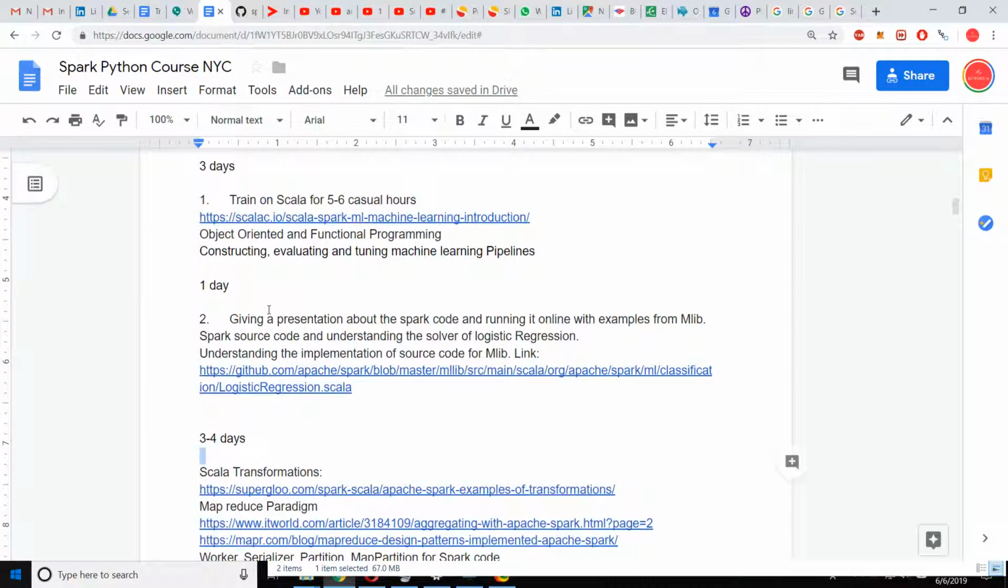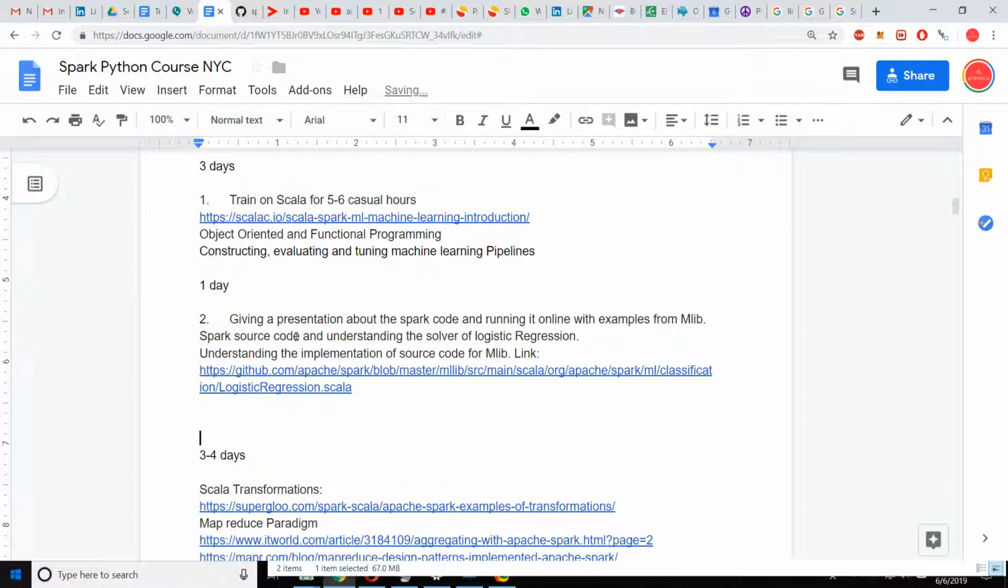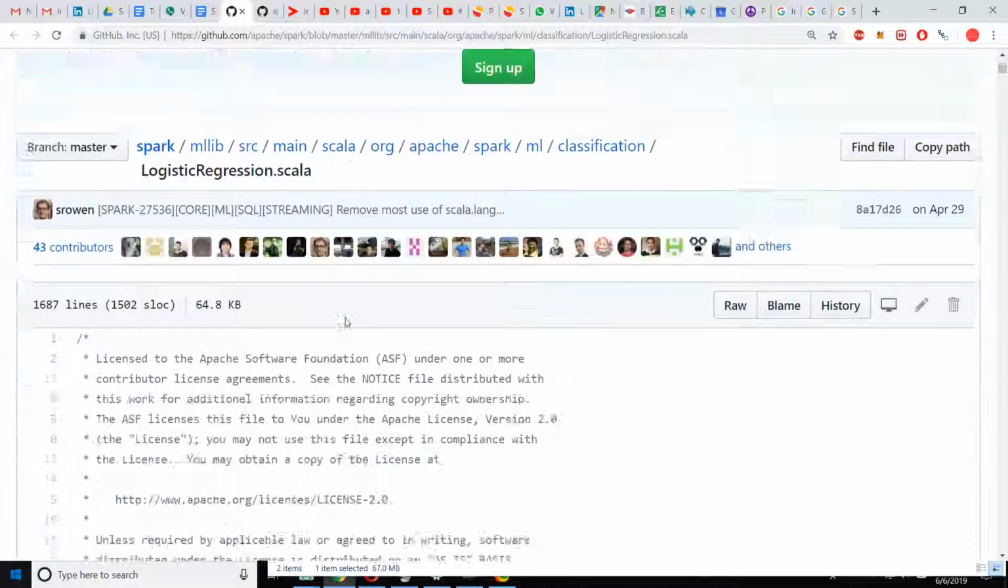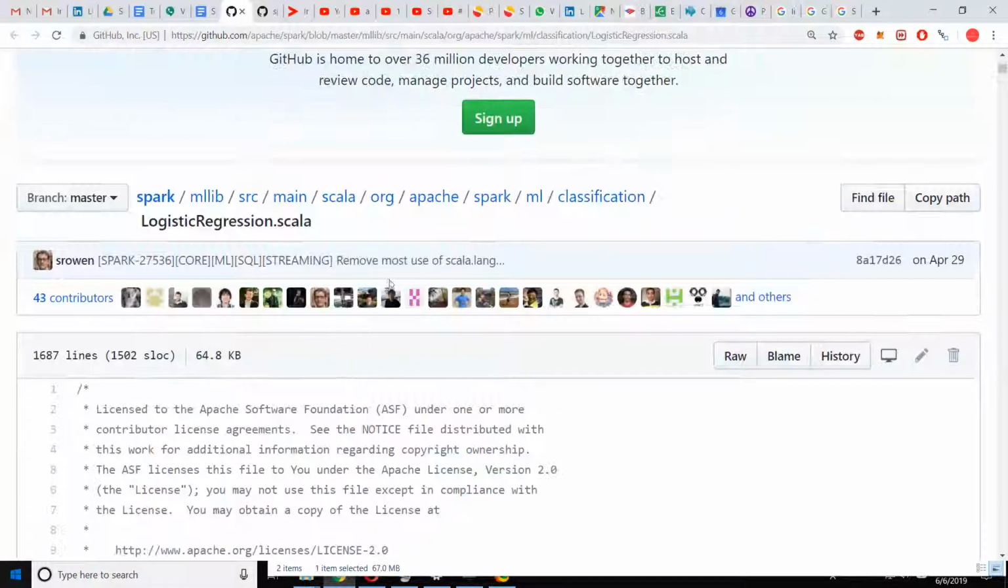Okay, this is a project about explaining the source code of a machine learning library that works on Spark data frames. So let me show you. Now Spark is written in the language called Scala, and this is the source code of ML.